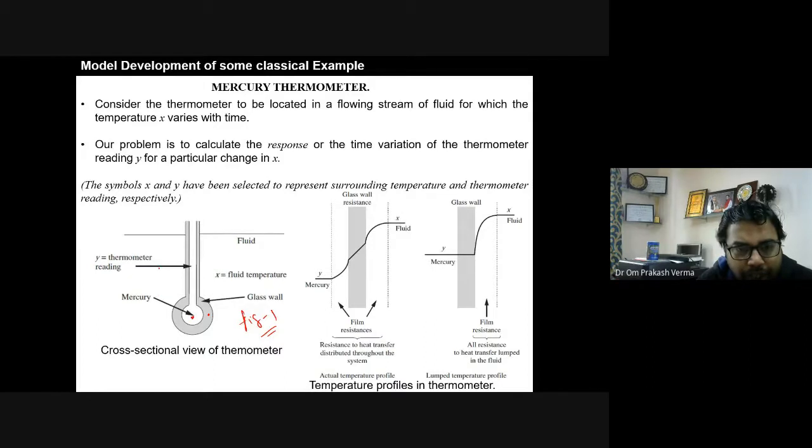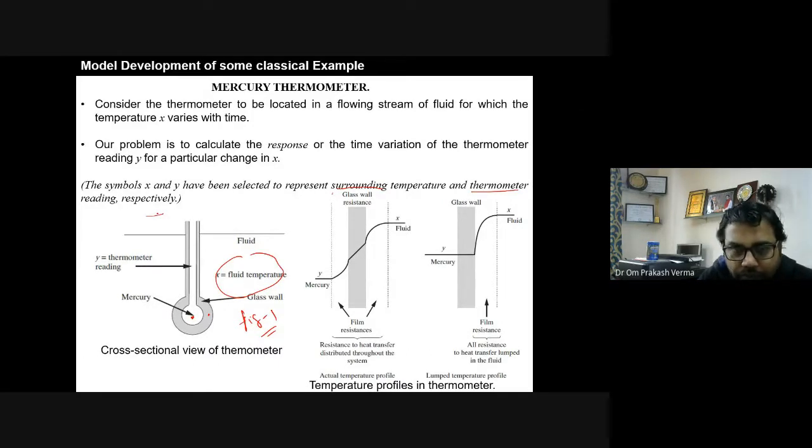What happens? This is the thermometer, and this is the fluid temperature, meaning the external one; this is the internal one, the temperature inside the thermometer. Now, when you dip the thermometer inside some thermal system, the mercury will expand and the temperature will rise. We have selected x and y to represent the temperatures: x is the surrounding temperature and y is the thermometer temperature. Is it clear to all of you?